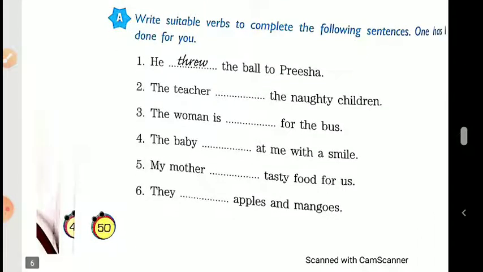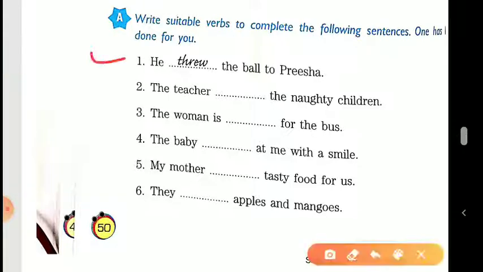One has been done for you. The first one is, he threw the ball to Prisha. Beta, humko suitable verbs appropriate tenses mein likhne hai, isn't it? So here the word threw is in past tense. Throw ka past tense threw hai, and he threw the ball to Prisha. This is the first one. He threw the ball to Prisha, and threw kya beta? It is the past tense of the word throw.